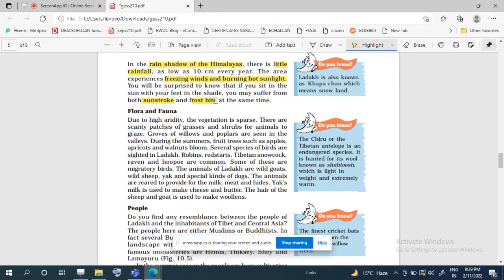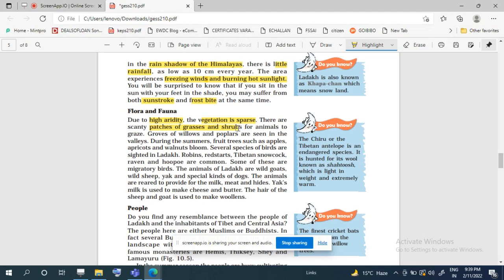Okay, and now we see what is the flora and fauna of this region. The aridity is very high. Aridity means dryness. The climate is dry, so the vegetation is very sparse. बहुत कम vegetation होता है यहाँ पे. बहुत कम patches of grass मिलते हैं. Scanty, बहुत कम patches of grass and shrubs मिलते हैं जिसको कि animals graze कर सके.